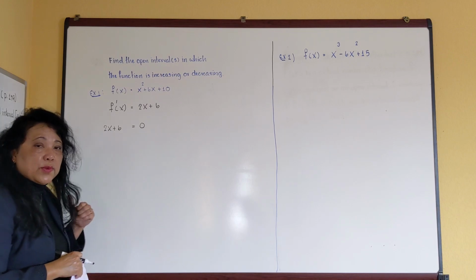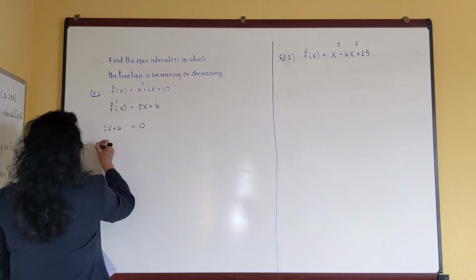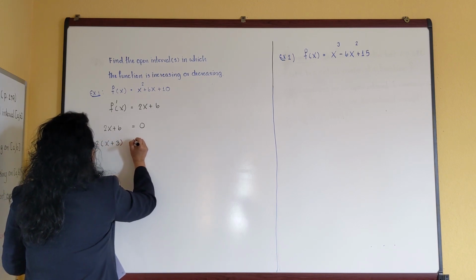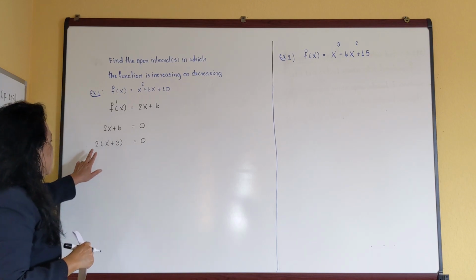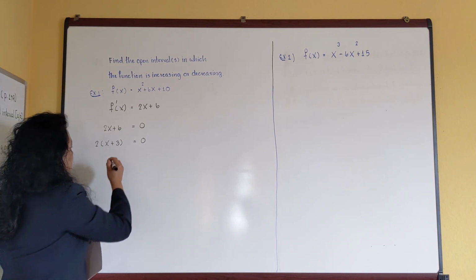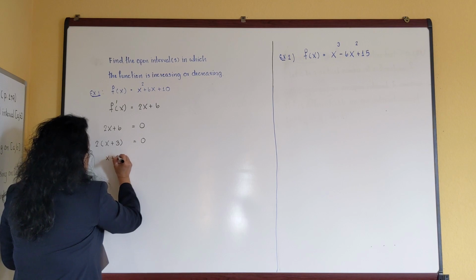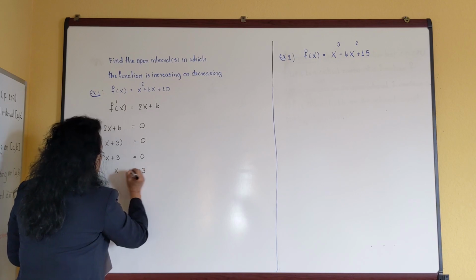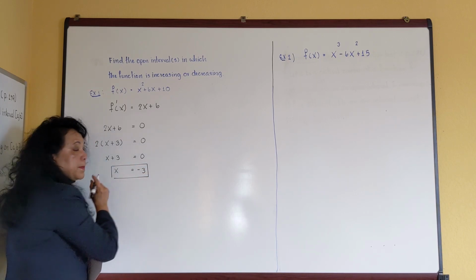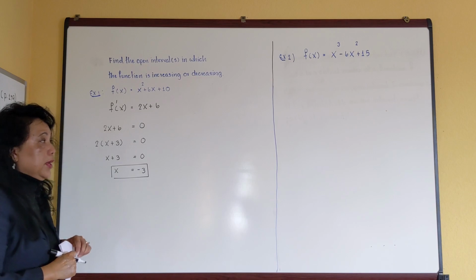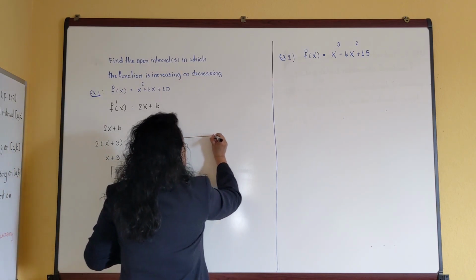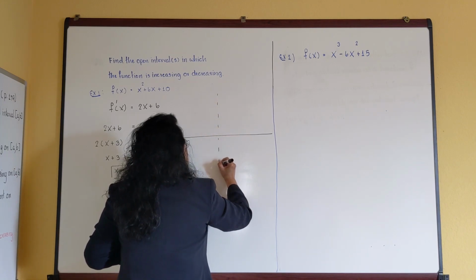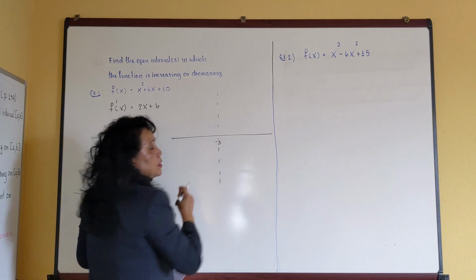There is more than one way to do this, but I'm going to factor out the 2. You have 2 times x plus 3 equal to 0. Then x plus 3 must equal 0, so my x is equal to negative 3. This is my critical point. Let's look at the number line. Negative 3 is over here.